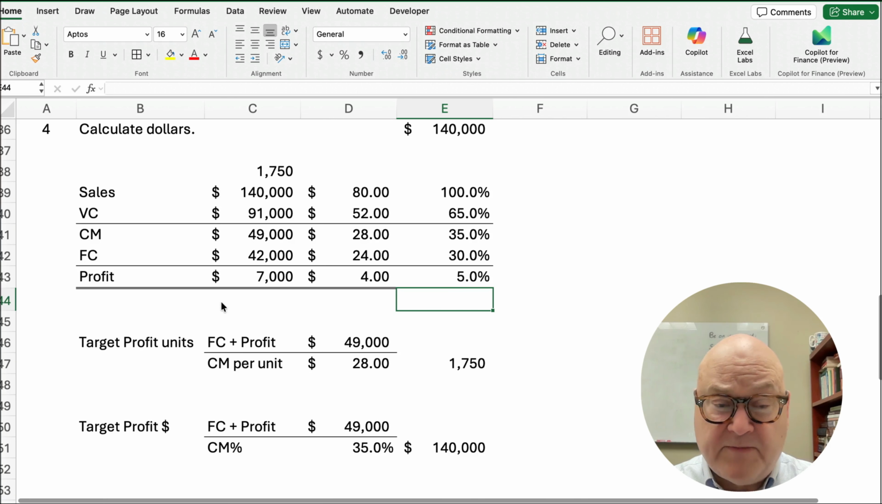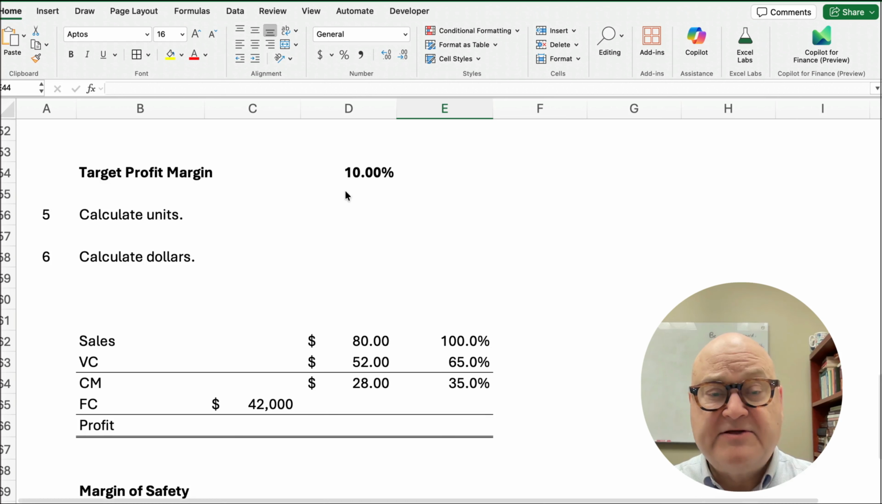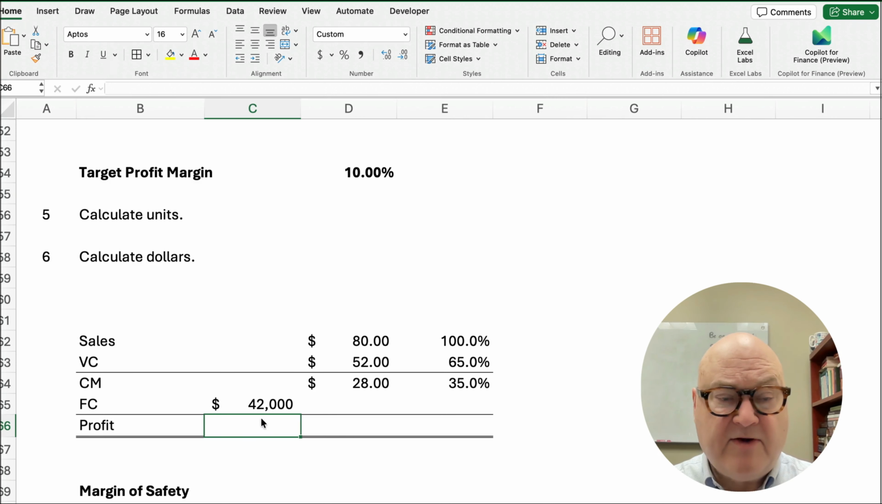That's super helpful because when we do target profit margin, now here's the problem. We don't have a formula here, so we're going to have to say, well, what happens if we want a target profit margin percentage? Well, where does this go? This is not this number here, the profit.